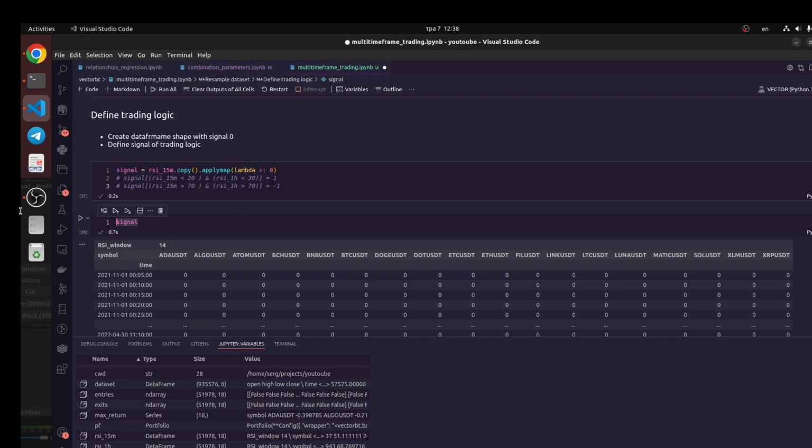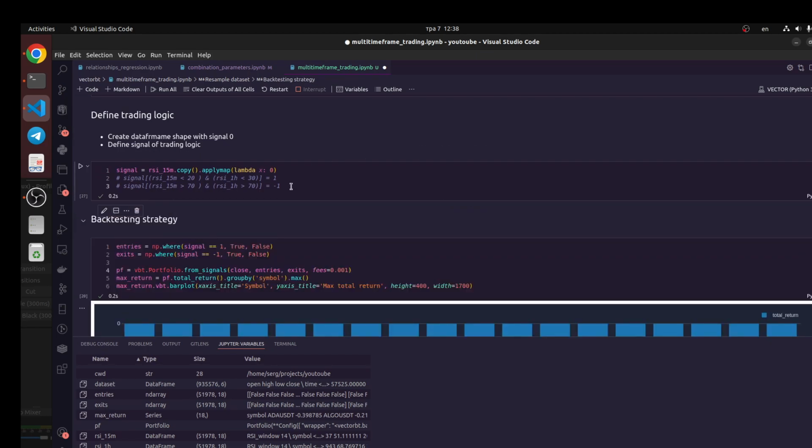It means we should wait. Next, we need to create our logic. It would be our trading logic. To do it, we need to use conditionals. You see, I have 2 conditionals with a small time frame and a big time frame.